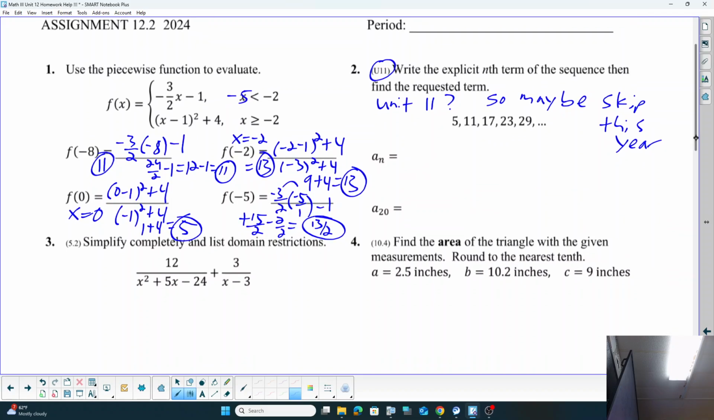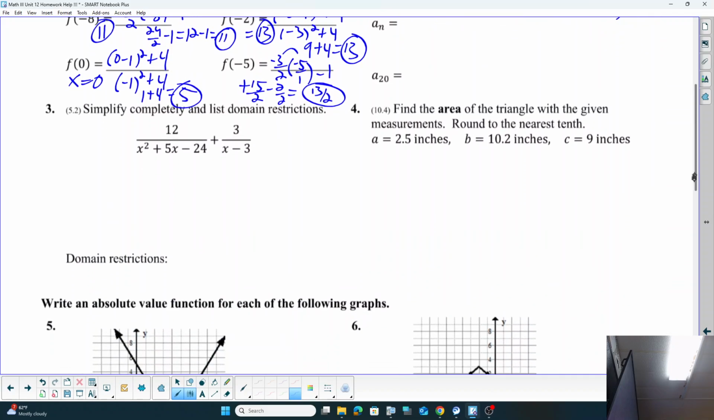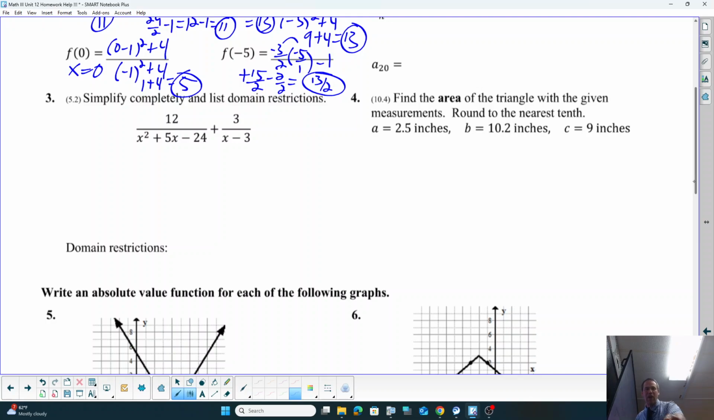Okay, beautiful. Do you know how to add rational equations? You need to know this for the final exam coming up. Whoa! Unit 12 and final exam coming up. Maybe this year? Probably, yeah.